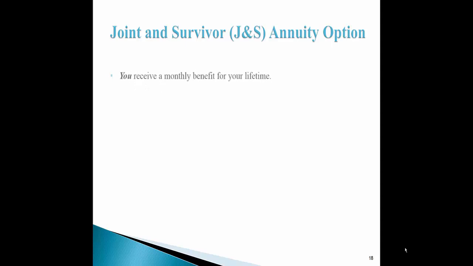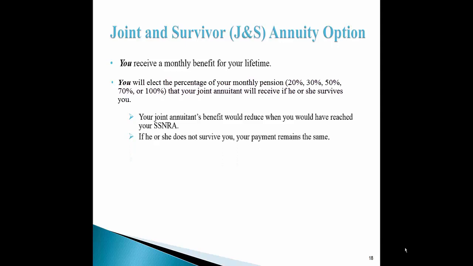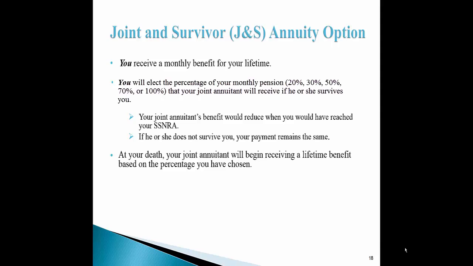The Joint and Survivor, or J&S, annuity option. Again, you receive a monthly benefit or pension payment for your lifetime. You would elect a percentage of your monthly benefit, anywhere from 20% to 100%, to be provided to your named joint annuitant should you die. Your joint annuitant's benefit would reduce when you would have reached your Social Security normal retirement age. If your joint annuitant dies before you, your payments remain the same.